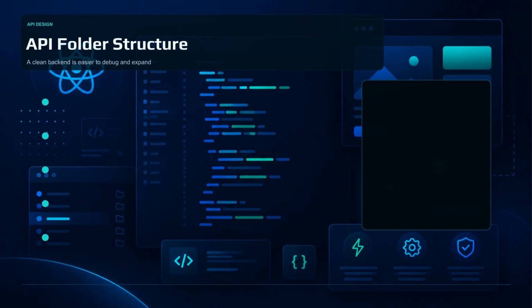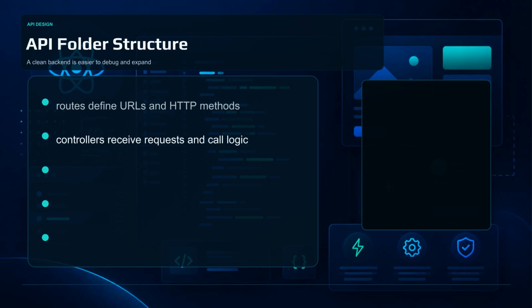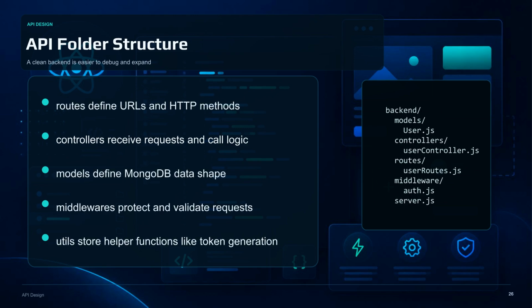A clean folder structure makes your backend easier to maintain. Organize your project by separating models, controllers, routes, middleware, and utilities. This separation of concerns simplifies debugging and future scaling.